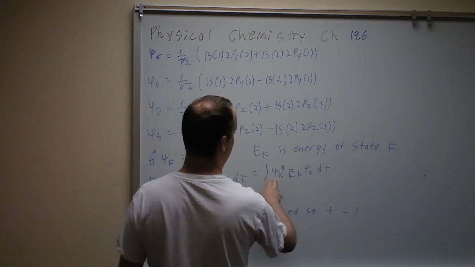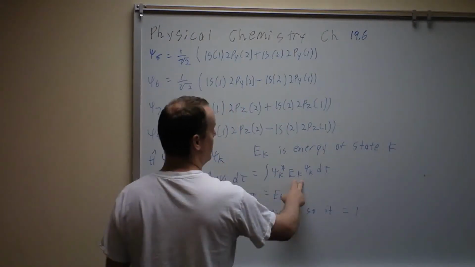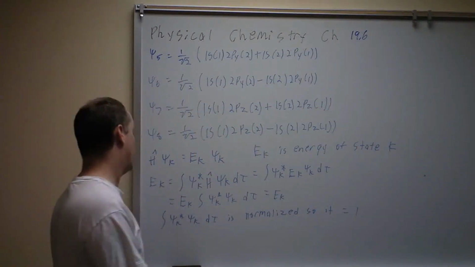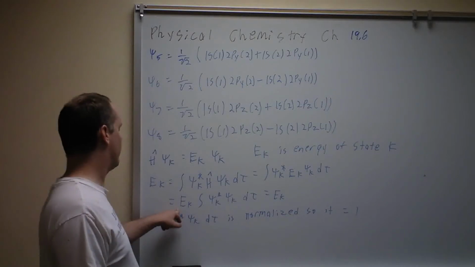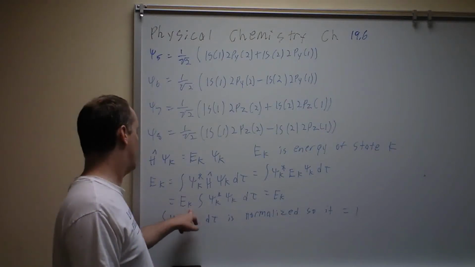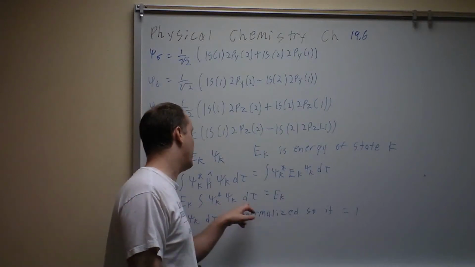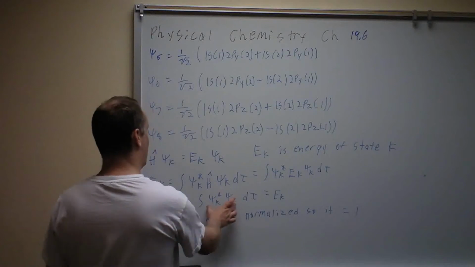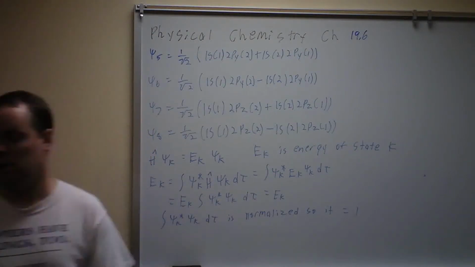And then that's also going to be the integral of psi k star times the energy of state k times psi k d tau. That's supposed to be a tau. You can pull out the energy because it's constant, so you get the energy of state k times the integral of psi k star times psi k d tau. That just equals Ek, because remember, this function is normalized, so the integral is going to be equal to 1.